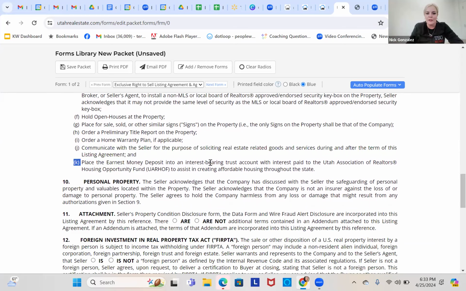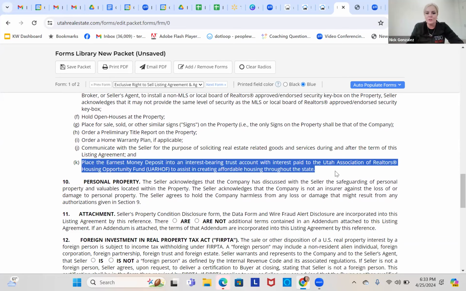If we are to hold any earnest money, which typically we don't with a seller, but it can happen, we will place the earnest money in an interest-bearing account, and then we donate those funds to UAR, which is creating affordable housing throughout the state. So if we put it in an interest-bearing account, we will donate the money.